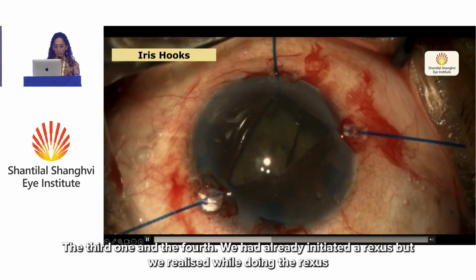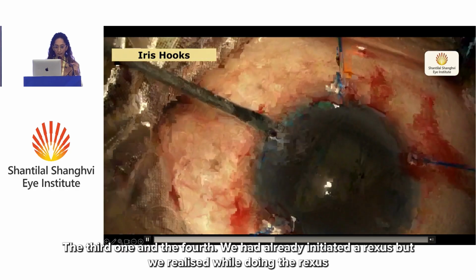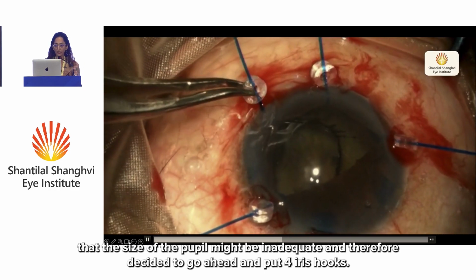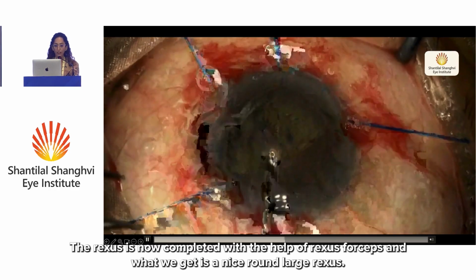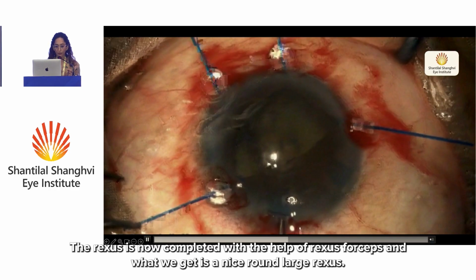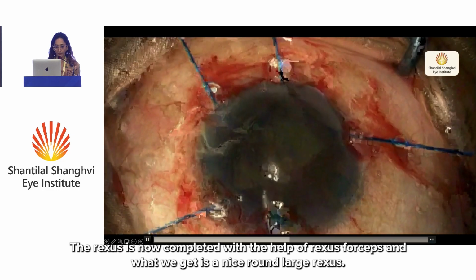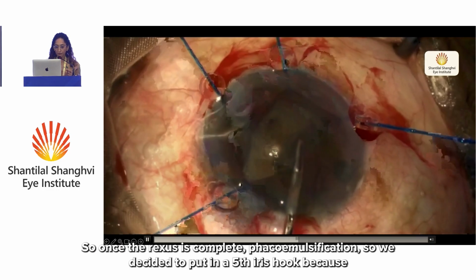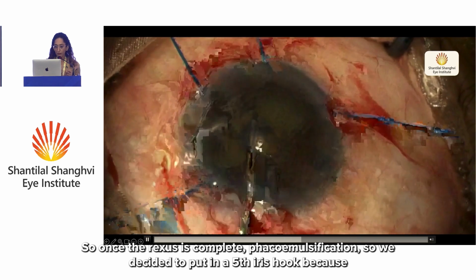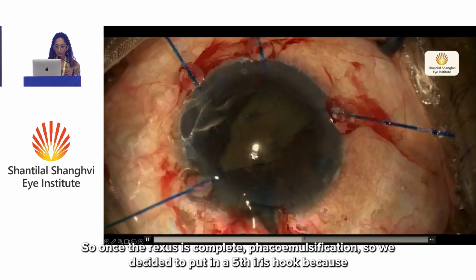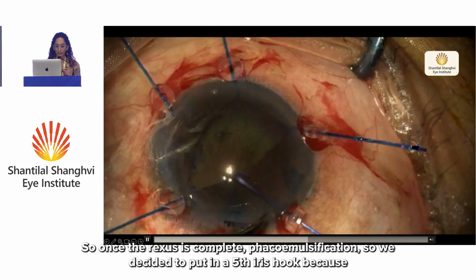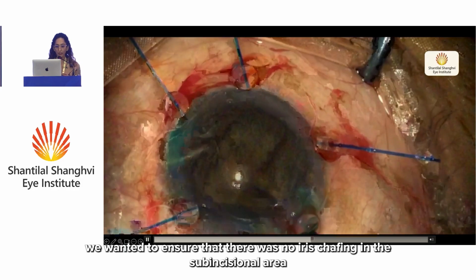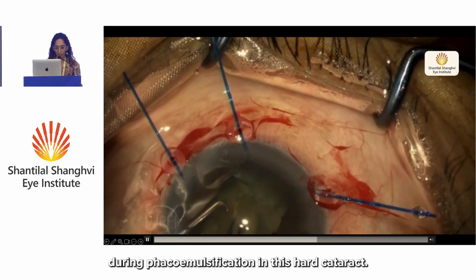We had already initiated a rhexis, but we realized while doing the rhexis that the size of the pupil might be inadequate, and therefore decided to go ahead and put 4 iris hooks. The rhexis is now completed with the help of rhexis forceps, and what we get is a nice round large rhexis. So once the rhexis is complete, phacoemulsification. We decided to put in a 5th iris hook because we wanted to ensure that there was no iris chafing in the subincisional area during phacoemulsification in this hard cataract.